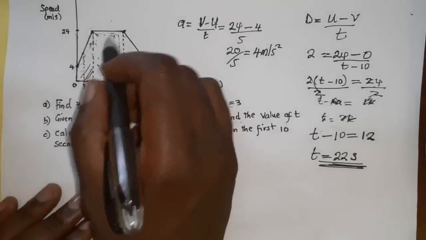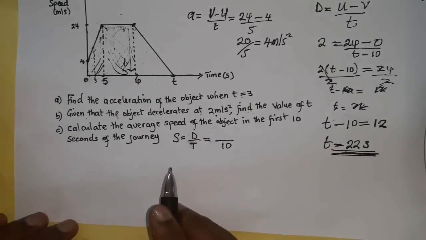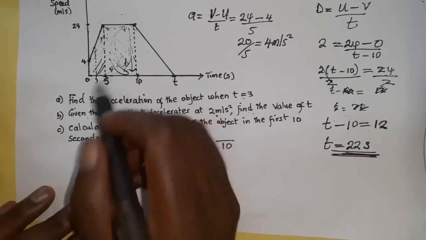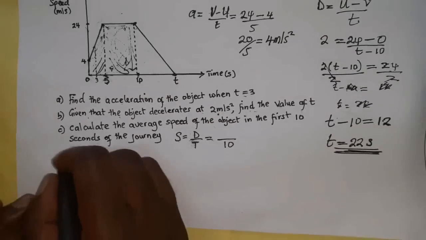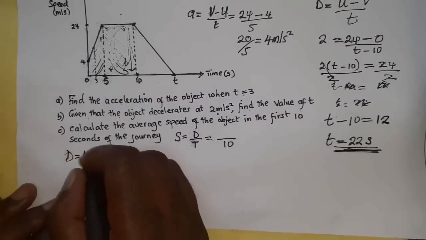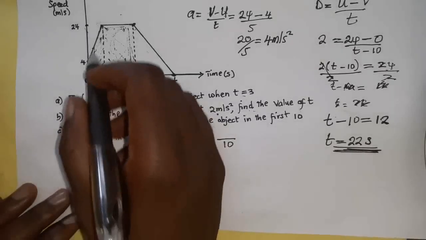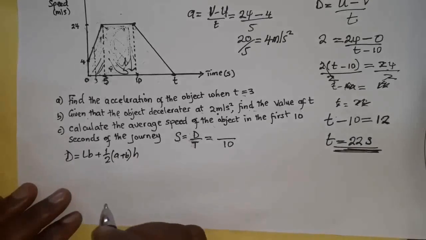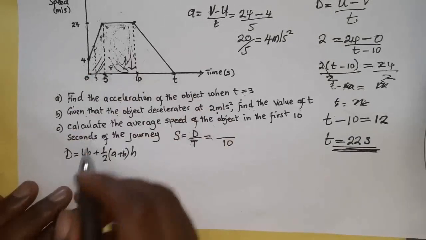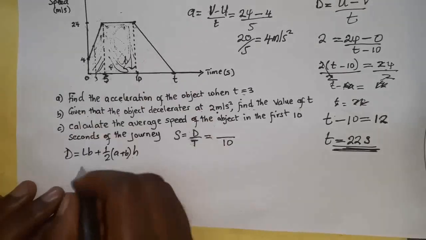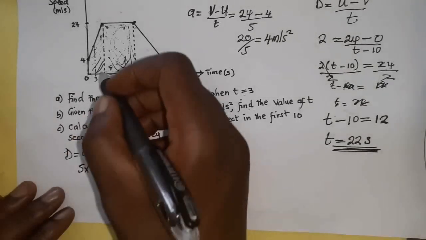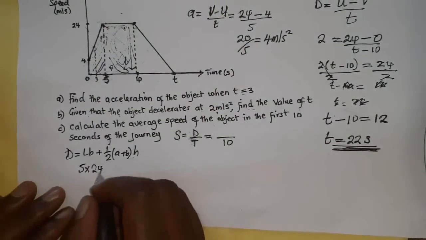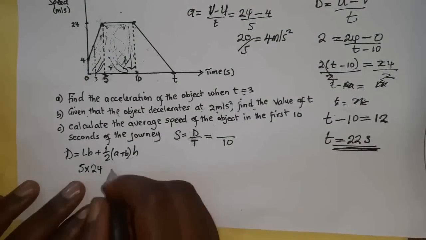So how do we find this one? This is very simple. This is 5. The distance is equal to length multiplied by width. This is like a trapezium, which is 1 over 2 times A plus B, times H. So for the bigger one, we have 5 multiplied by the longer side, which from here is 24. Or you can swap them.